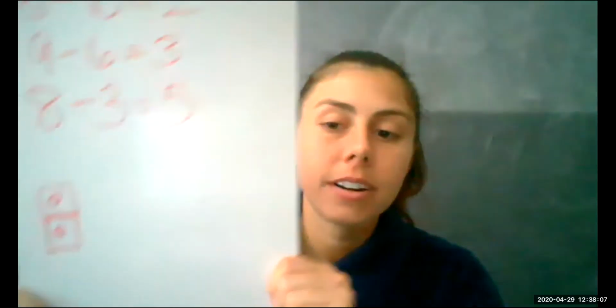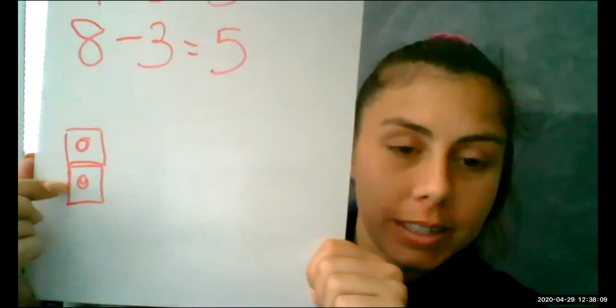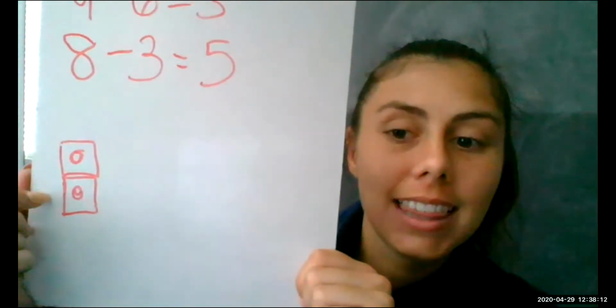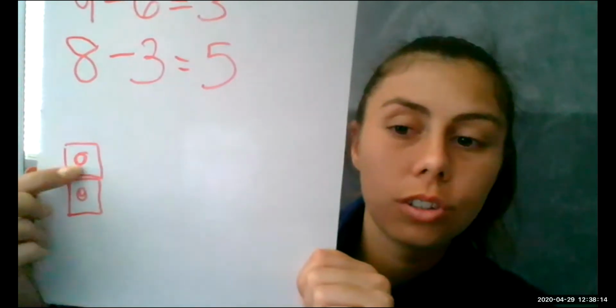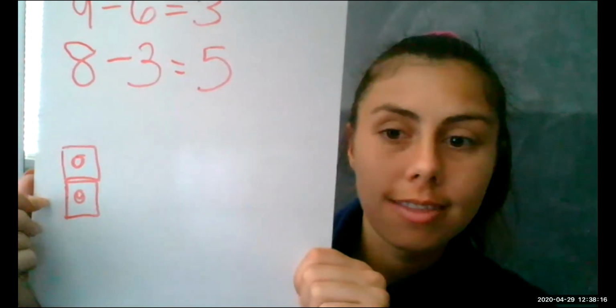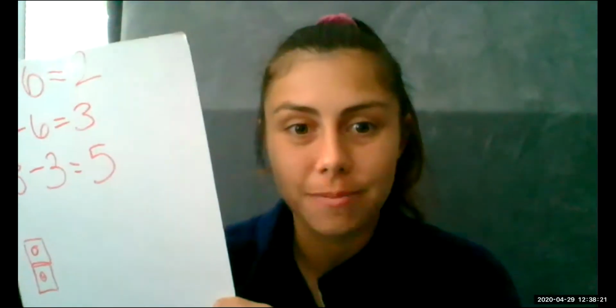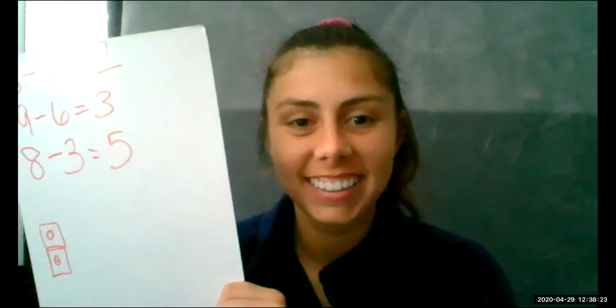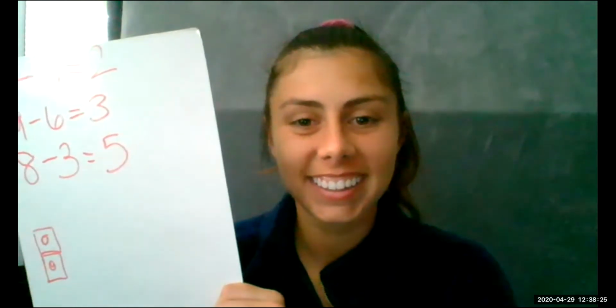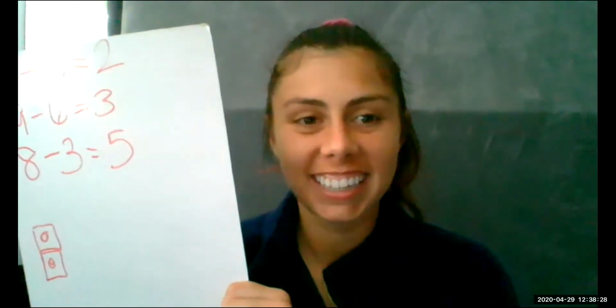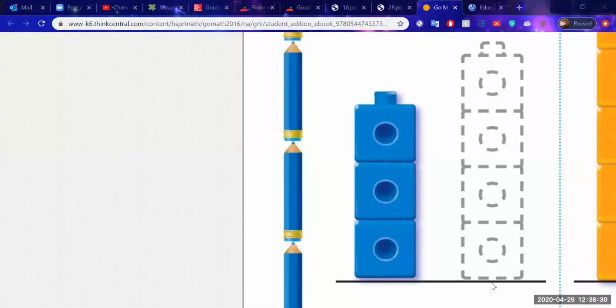I drew a cube tower that only had two cubes. Two is less than three. So two is shorter than three. How many cubes are in your cube tower? Now let's take another look. How many cubes were in the not colored one? Let's count again. One, two, three, four.